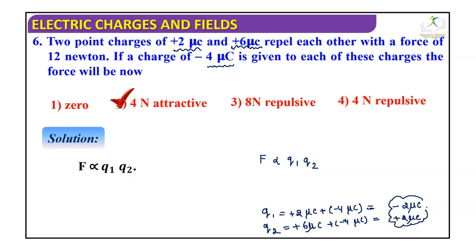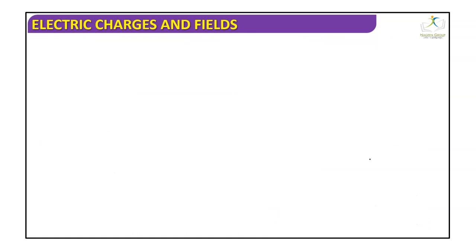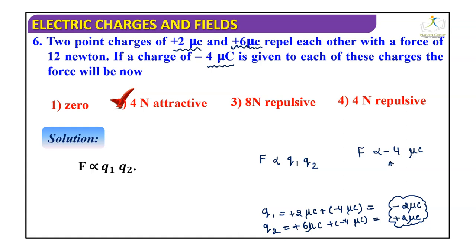So initially if we just take this, it will be 12, and after that if we just take this, it will be minus 4. F will be minus 4 microcoulomb. So we will say that F is directly proportional to the minus 4. Minus showing the attraction, and 4 showing the magnitude. So this will be 4 times an attractive force. We can calculate from here.